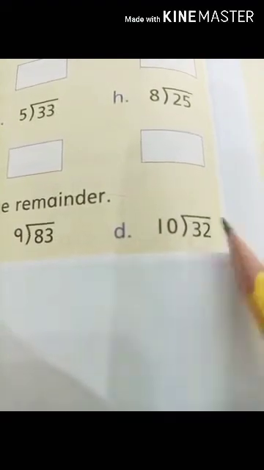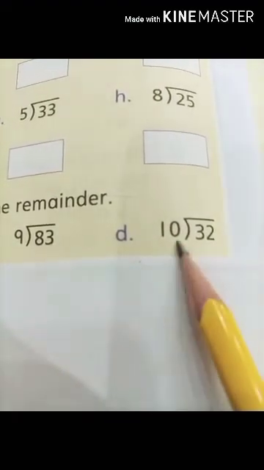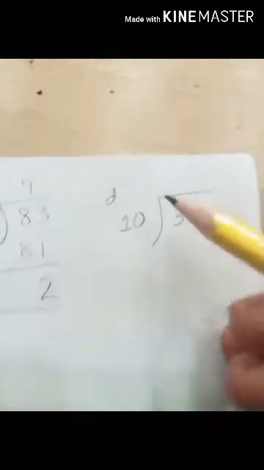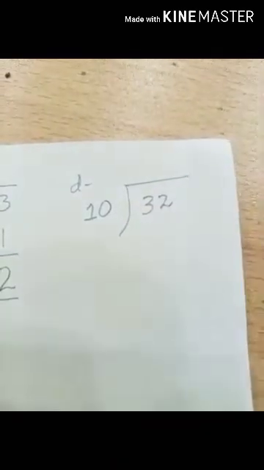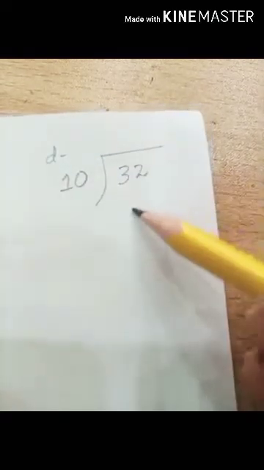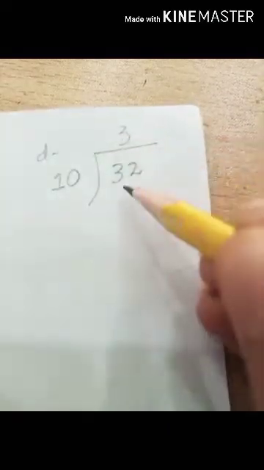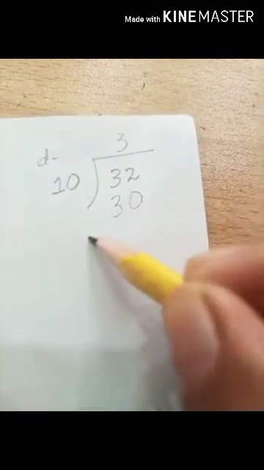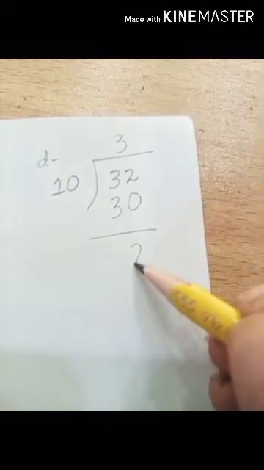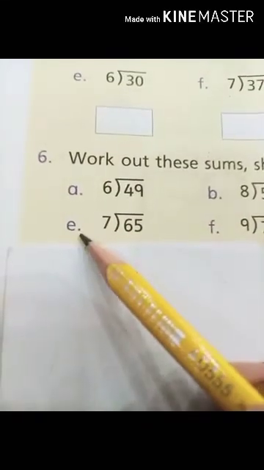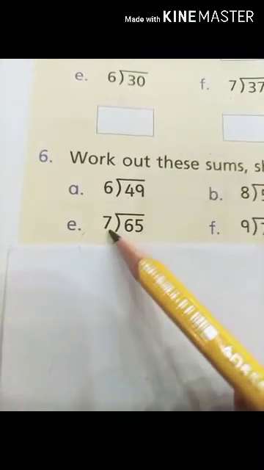Next is part D, in which we are going to divide 32 by 10. So students, read the table of 10 where we get the number 32 or a number smaller than 32. 10 1s are 10, 10 2s are 20 and 10 3s are 30. If I go for the 4, then it will become 40 and I can't write 40 here. So 10 3s are 30. And when I subtract these numbers, I get the remainder 2.